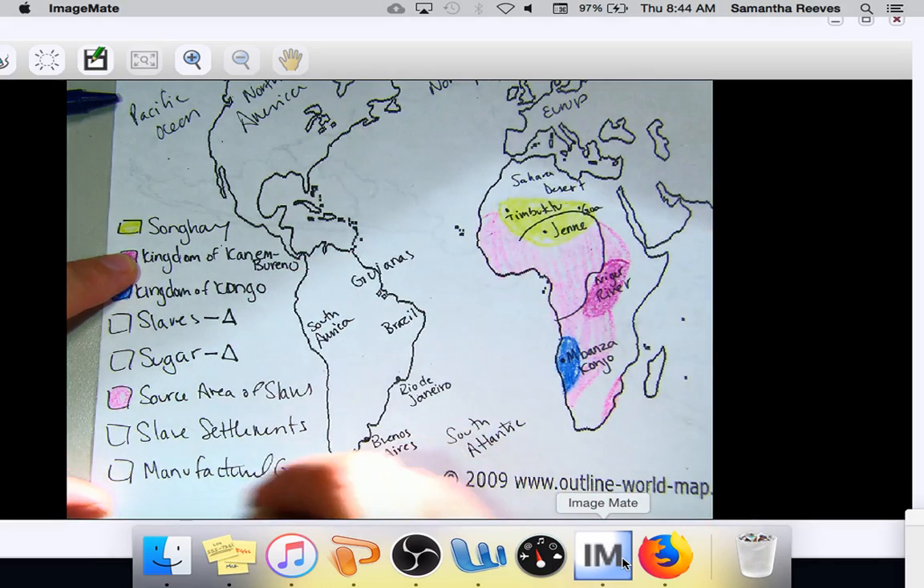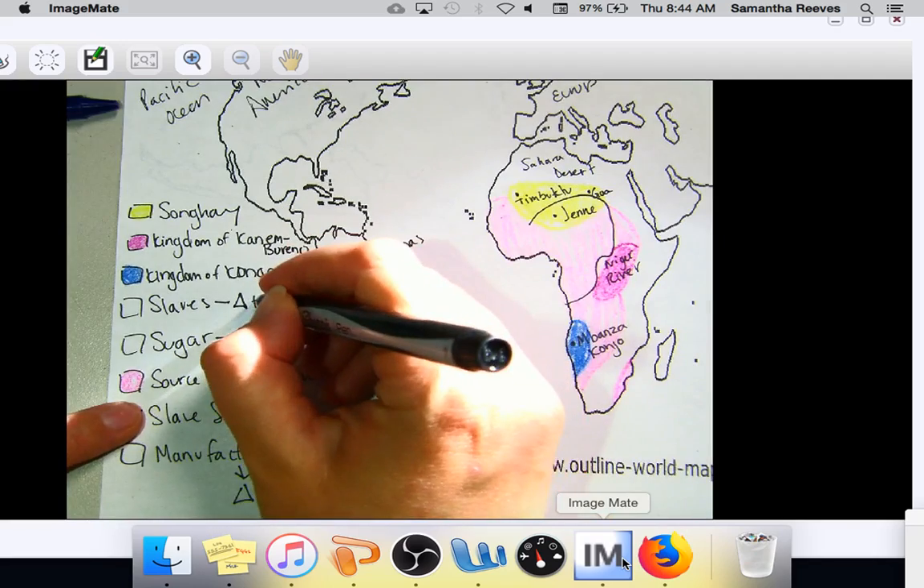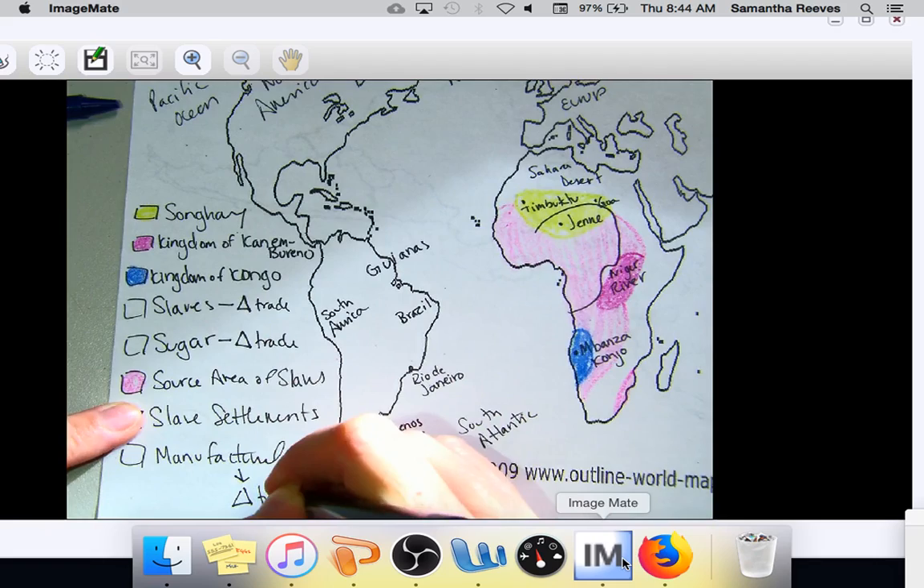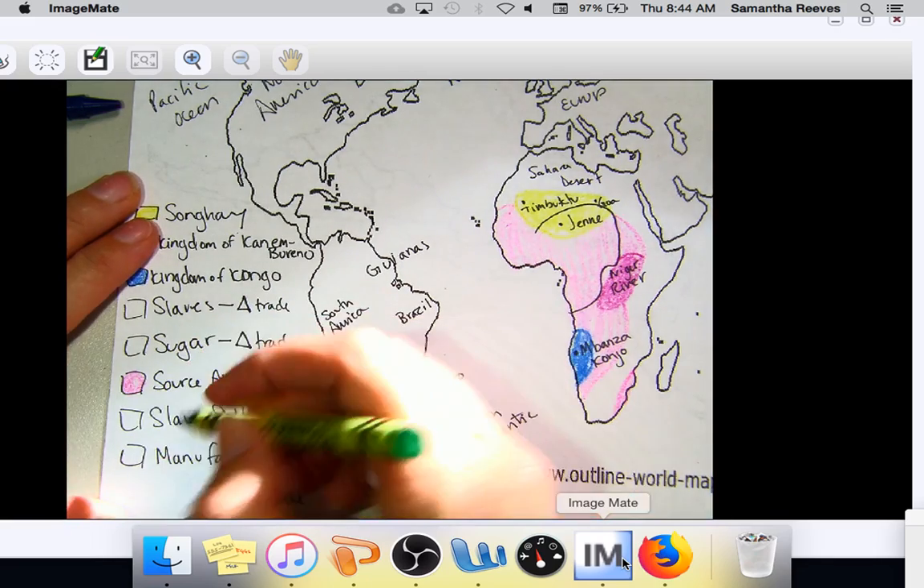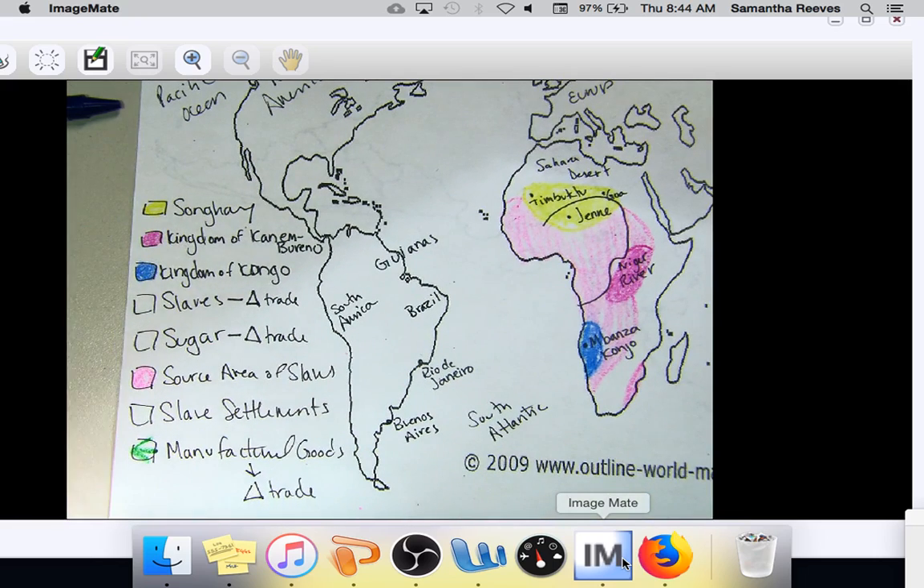Because these are what we call part of triangular trade. Okay? It's triangular trade. Actually, I'm going to just write triangular trade just to make it as explicit as possible. Triangular trade is how we're going to start moving goods. So, what is going to happen is Europe has manufactured goods. They have fabrics, they have clothing, they have guns, gunpowder, bullets, all of these things are manufactured.